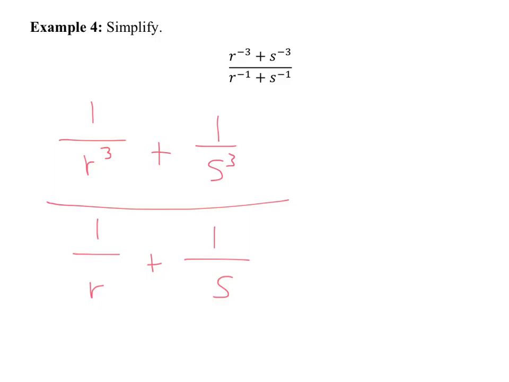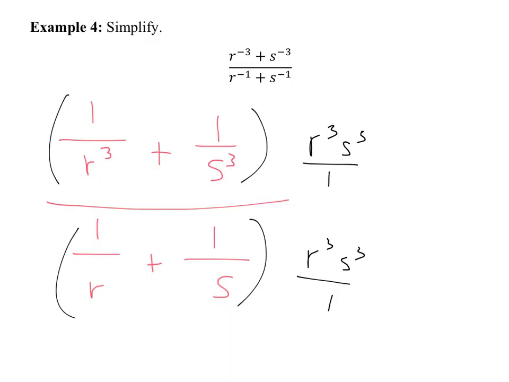Okay, again, not an easy one to look at. So let's multiply everything by r cubed s cubed over r cubed s cubed. Now remind yourself, this is really over 1. This is really over 1. That might help you in this process. Okay, and we are multiplying. If that helps you do that, please put them over 1.